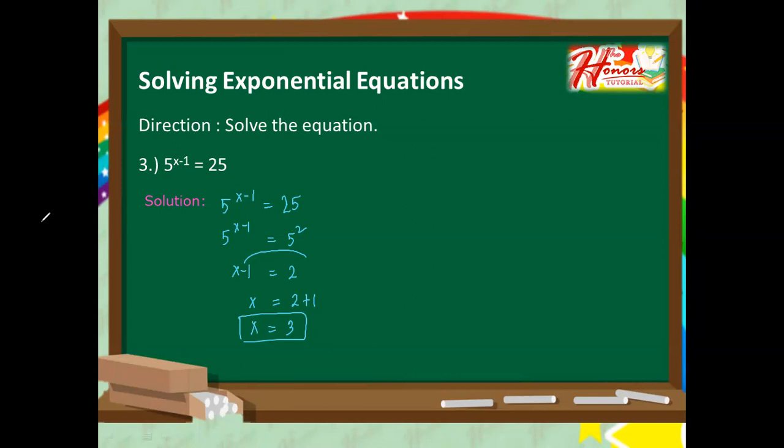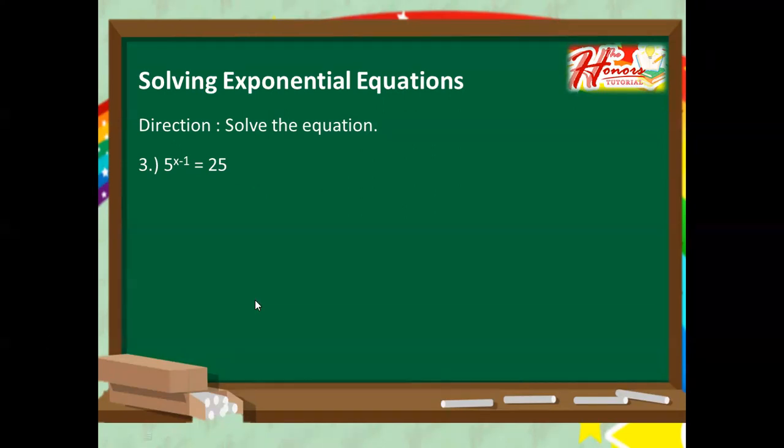Next, let's have the next equation. So we have here number 4.